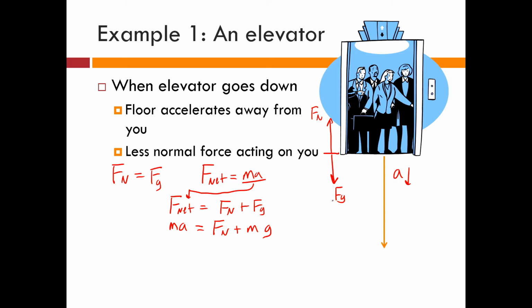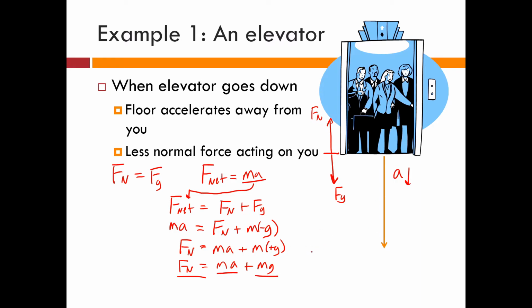Now, given that g is going to be in the downward direction, I'll make this negative. And we can see that the normal force is going to be mass times acceleration minus mass times negative g, which when we simplify it ends up becoming mass times acceleration, the two negatives become a positive, plus mg. All right, there we go. So my normal force is equivalent to the mass times acceleration plus the mass times gravity.